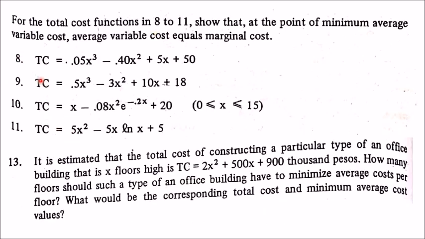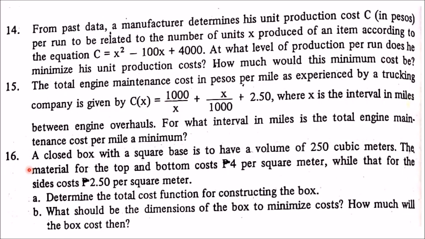For the next one, from 8 to 10, pili ng isa lang para hindi na kayo masyadong mahirapan. Pili ng isang problem and then answer this: show that at the point of minimum average, average variable cost equals marginal cost. And last, 13 up to 16. Okay? Problem solving. Pili lang din ng isang problem dyan. Yun lang yung sasagutan nyo. Okay?